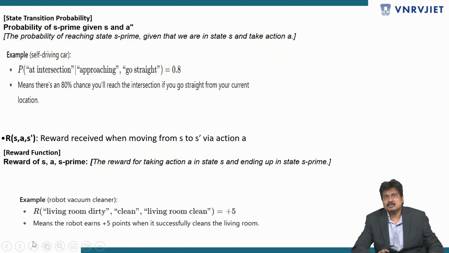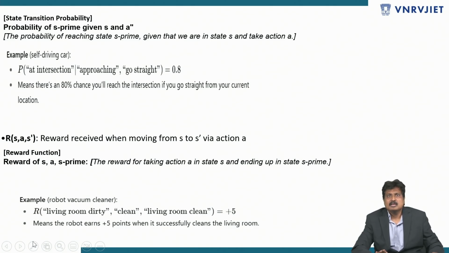Now let's talk about the rewards received when moving from state to state. R(S, A, S prime) means the reward received when moving from state S to S prime via action A. This is the reward function: the reward for taking action A in state S and ending up in state S prime.